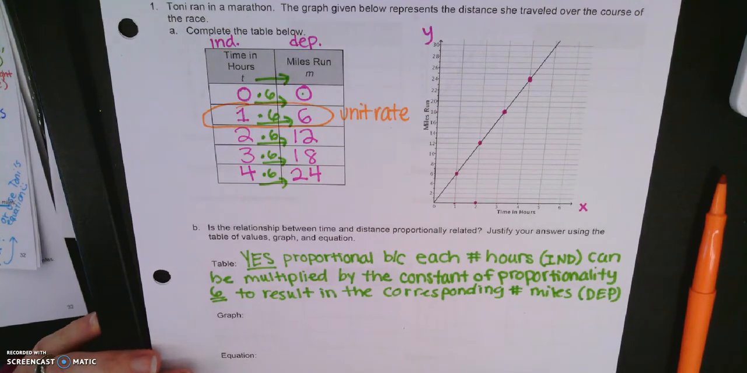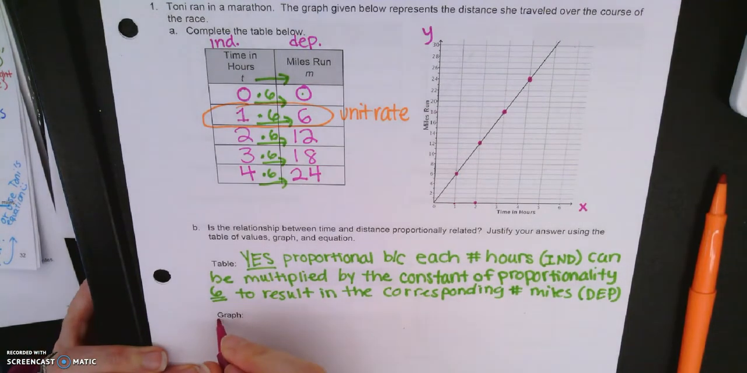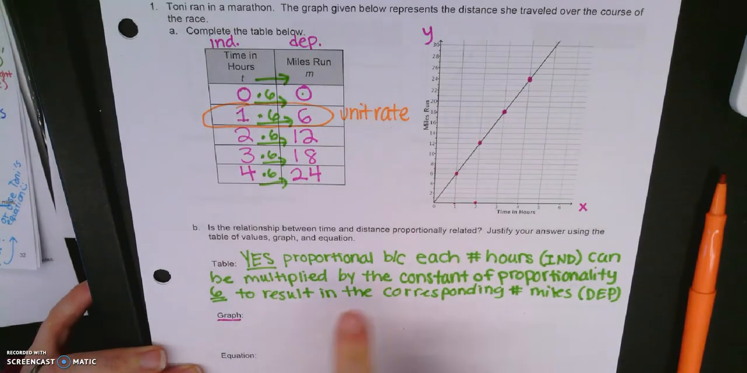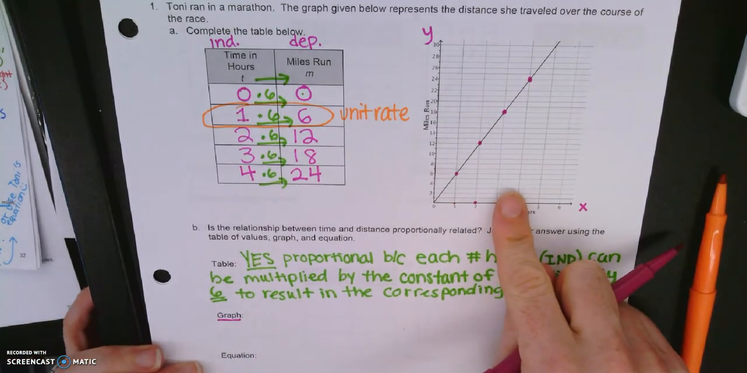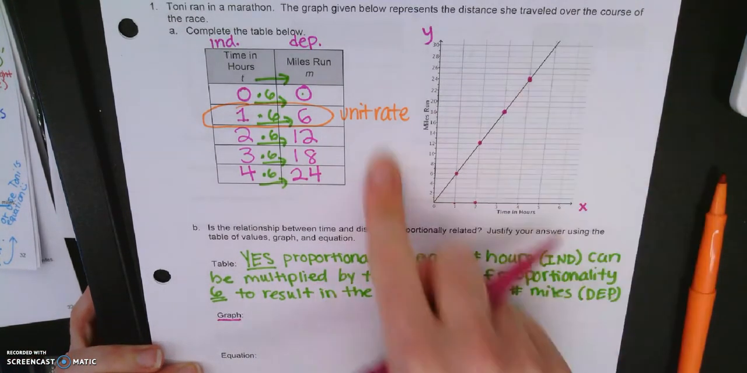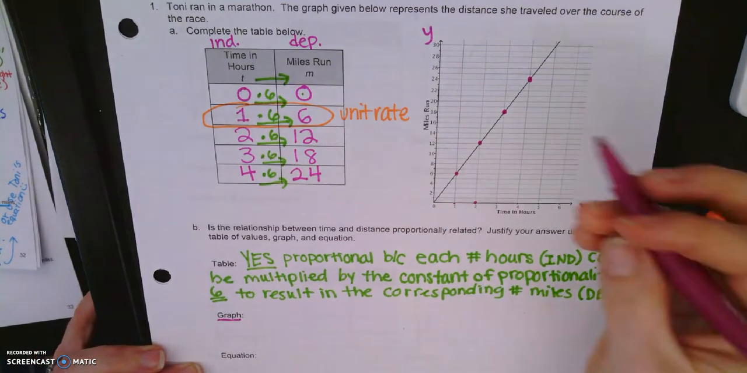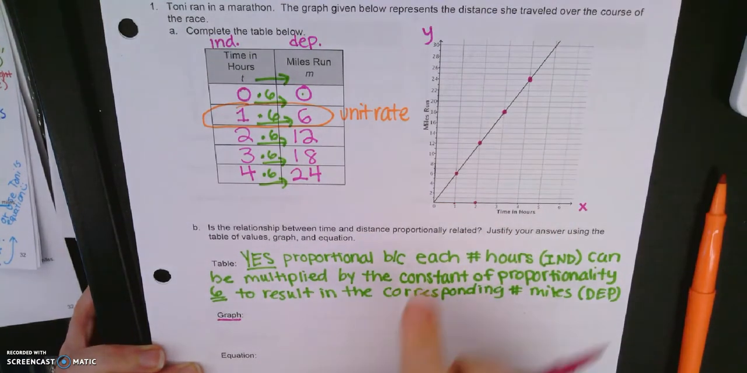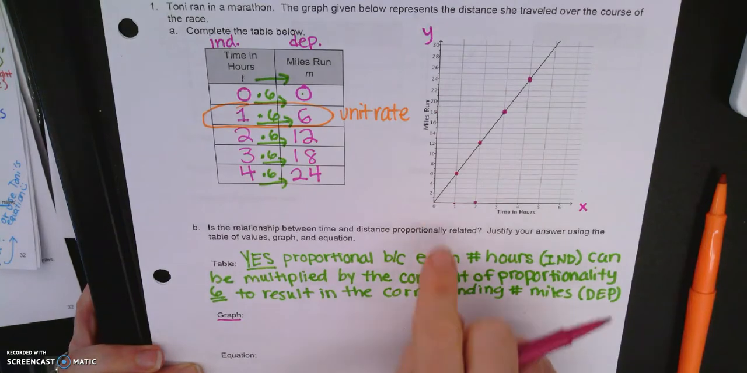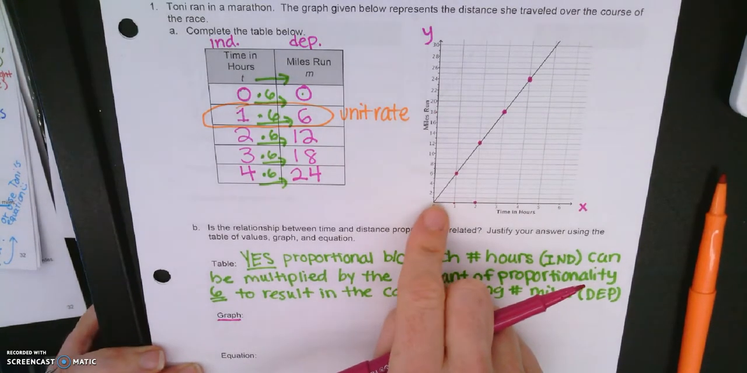So let's go back and think about our graph. So let's go back up to our graph. How do we know if a graph is proportional? There's a special shape we're looking for. The graph must be a straight line. No, we don't say straight line anymore. The graph must be linear. The graph must be linear, and there's something it needs to include. It needs to include the origin, 0, 0.